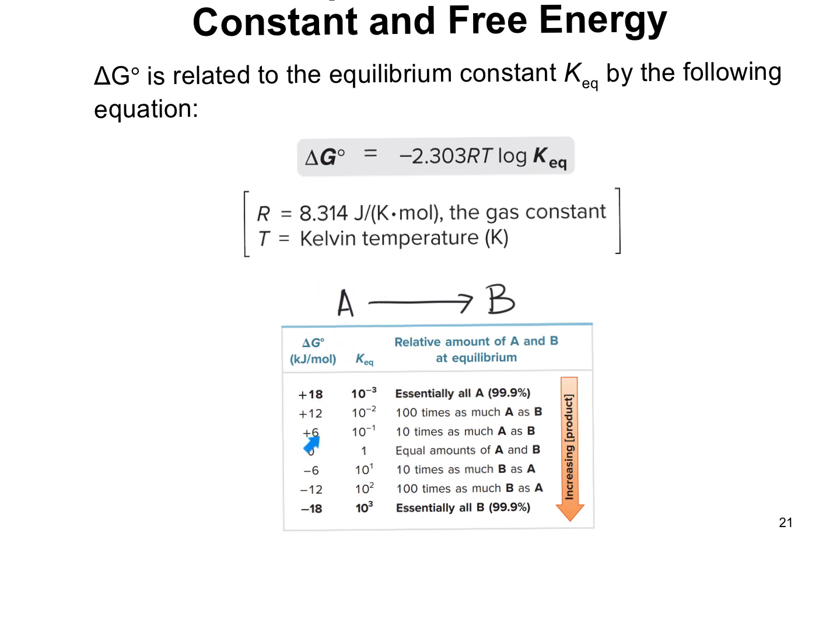If it is positive 6, I have 10 times as much A as B. And then if it's 0, KEQ equals 1, it's equal amounts. Then if it's negative 6, I have 10 times as much B. And then we double that, negative 12, and look, this goes up tenfold, right? It's 100 times more. And then negative 18 means you essentially have all B. So very little variation in the delta G will really affect your amount of products and reactants here.